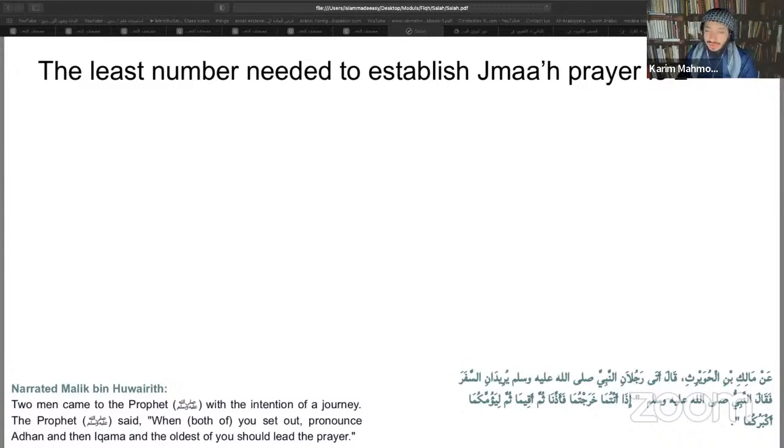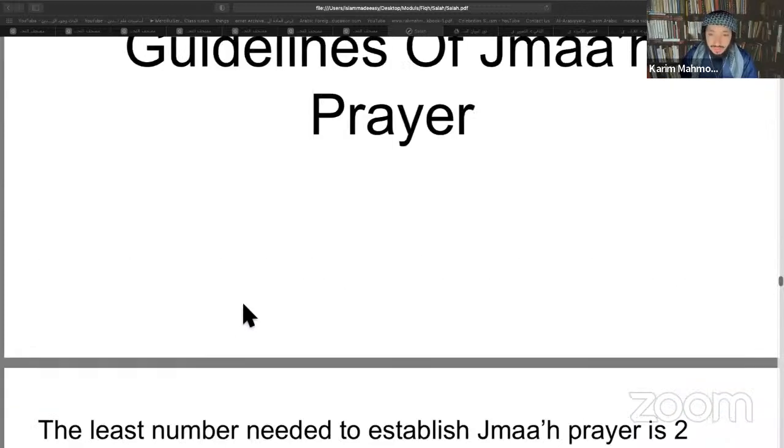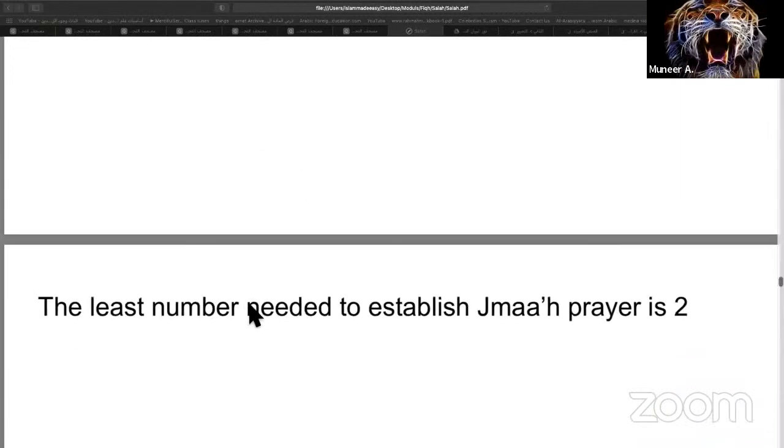But that person, if he has the ability to avoid that, he must do so. Okay, let's talk about some guidelines of the Jamaa.